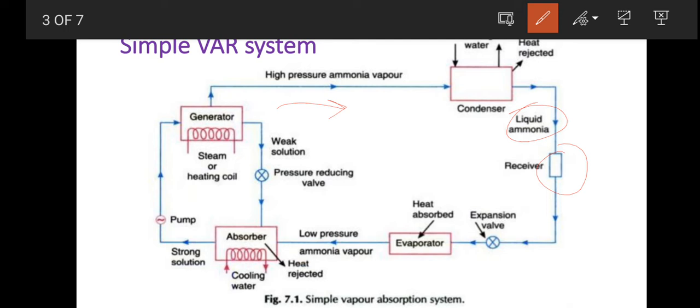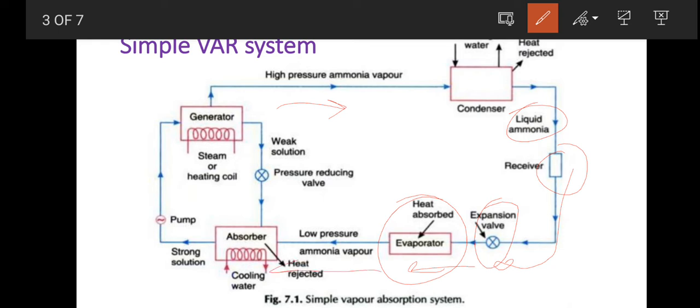Okay, that high pressure liquid ammonia now will be supplied to the expansion valve, and we know that the function of the expansion valve is to reduce the pressure, or throttling takes place, expansion is carried out. In that the pressure will be reduced, volume will be increased, and that low pressure liquid ammonia we are now supplying to the evaporator. In the evaporator, the low pressure liquid ammonia absorbs heat from the surrounding medium, and after absorbing the heat it will again be supplied to the absorber.